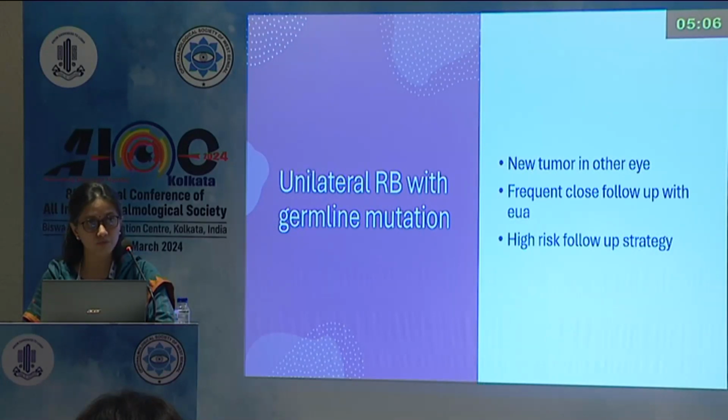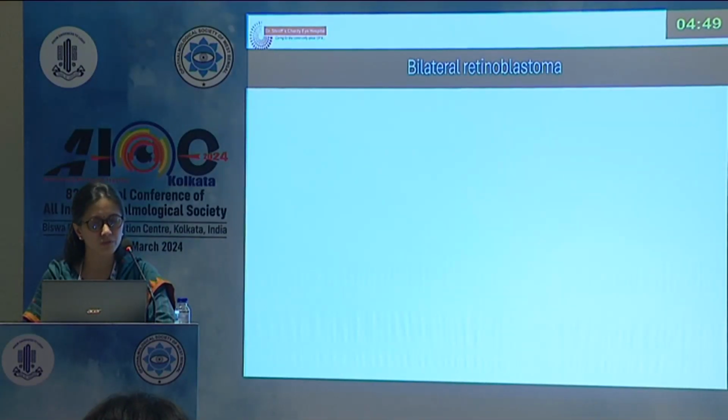We need to keep the child on frequent follow-up with EUA if the child is very small, and most of them will be small kids. And we need to follow the high-risk follow-up strategy. So there are different follow-up strategies which are given based on the risk, based on the genetic status of the child, whether it's a low-risk group or a high-risk group, and we tend to follow the high-risk follow-up strategy, meaning a more frequent follow-up for these children.